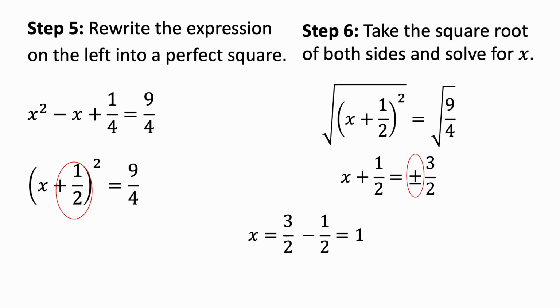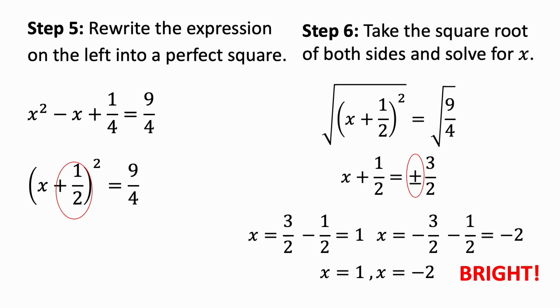So x is equal to 3 over 2 minus a half, which is equal to 1. And then x again is equal to minus 3 over 2 minus a half, and that gives us minus 2. So x is equal to 1 and x is equal to minus 2. These are the same values we got using the factorization method. So you must be feeling bright.